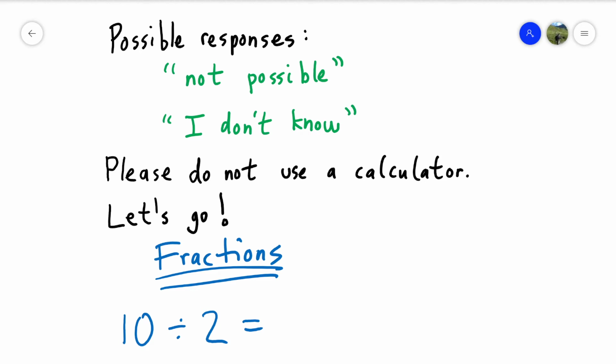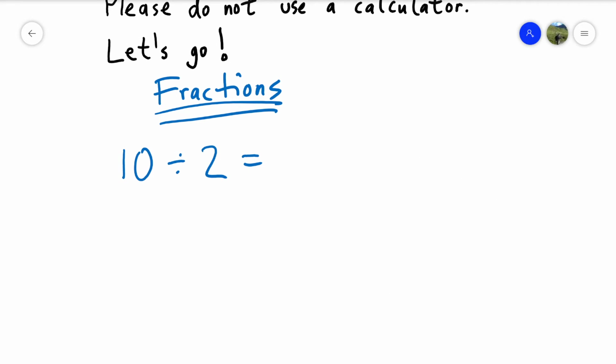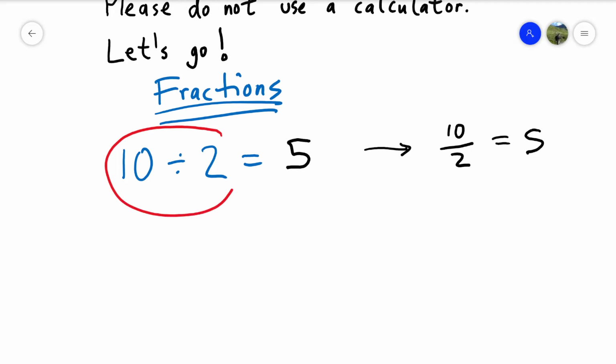Pause the video, have a go in your own time. What is 10 divided by 2? The answer is 5. As a fraction, we can write that as 10 over 2 is equal to 5. To some people it's obvious. I personally kind of forget this on a regular basis and have to remind myself. Remember that the divide by symbol is exactly the same as the division thing in a fraction.